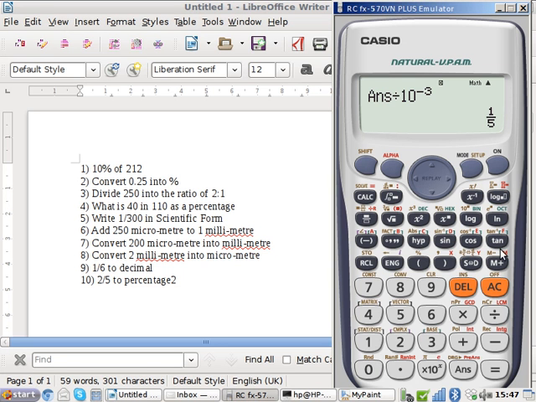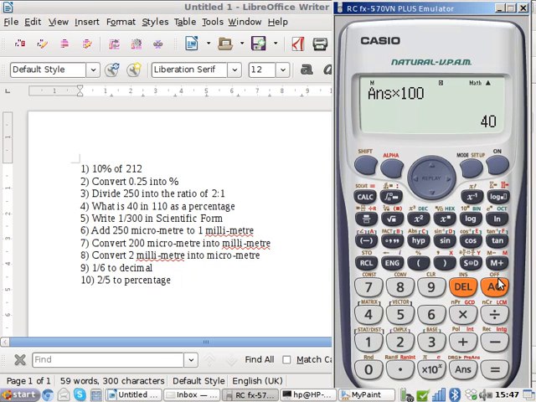Next, convert 2 milli into micro. So again, milli is 2 times 10 to the minus 3. Convert into micro. So how many micros do we have? So we divide that by 10 to the minus 6, and that's 2,000 micro. So 2 millimeters would be 2,000 micrometers. Convert 1/6 into a decimal, so we just hit 1/6 in, press the SD button, get the decimal. And 2/5 to a percentage, so 2 over 5, and again, like earlier, multiply by 100, so that's 40.